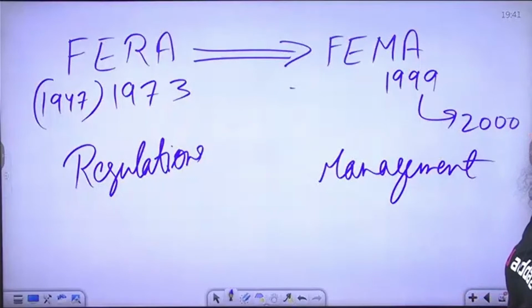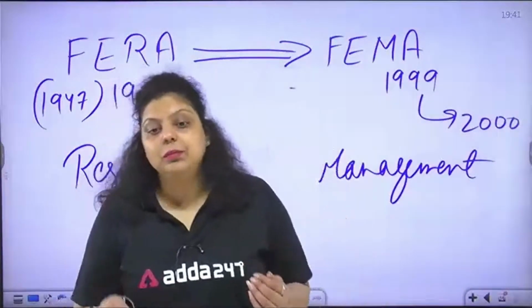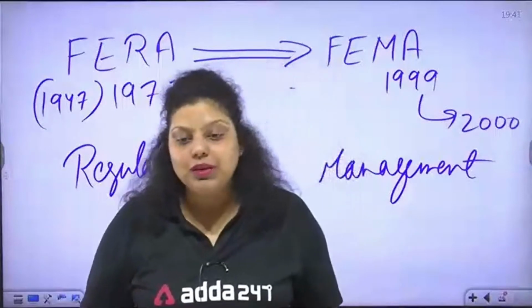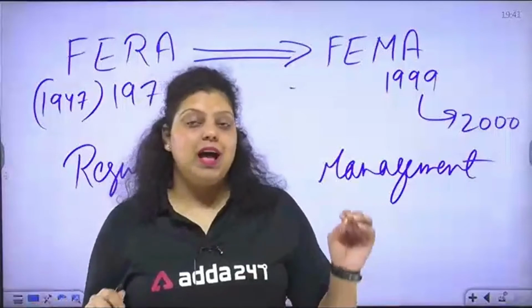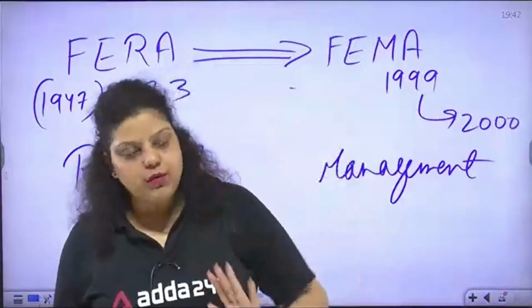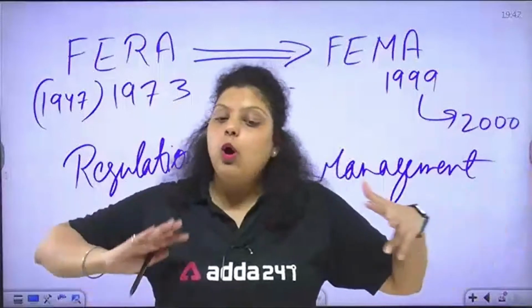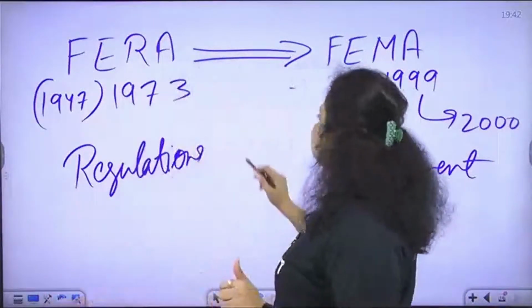It means it was talking about the management. The Foreign Exchange Management Act is what? It's simply a management. Management means a certain restrictions were removed, and it has been said that whatever foreign currency is coming, whatever foreign currency is going from India, all will be managed by FEMA. No restrictions will be introduced. And why has this been done?